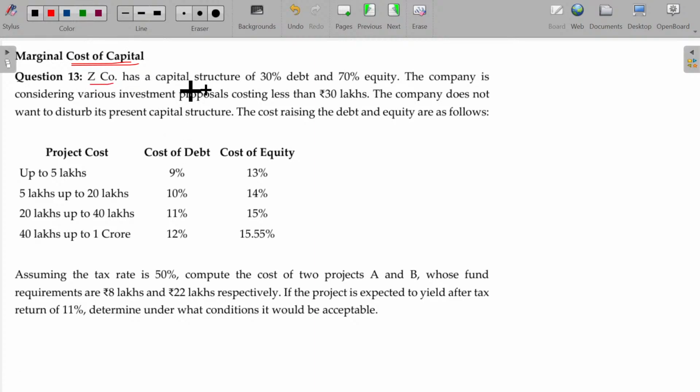Z company has a capital structure of 30% debt and 70% equity. Whatever their capital requirement, if they are supposed to invest 1 lakh rupees for the expansion, 30% may be sourced out of the debt, another 70% sourced out of the equity. The equity could be either shares or accumulated profits they already have, right? So that's how they source.